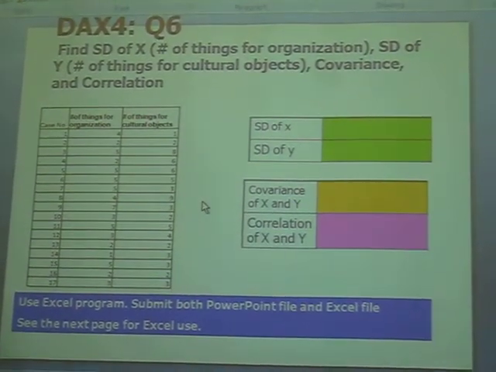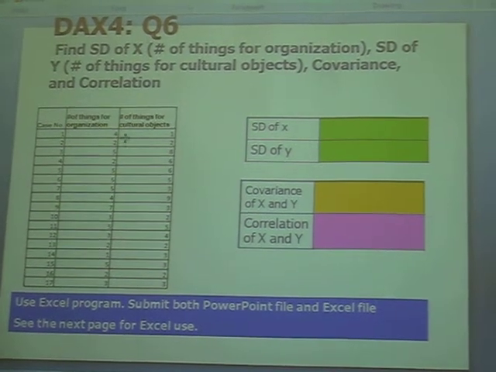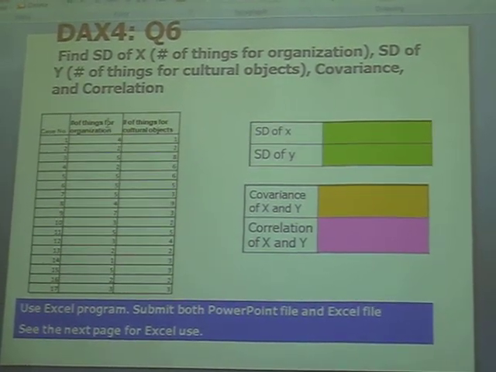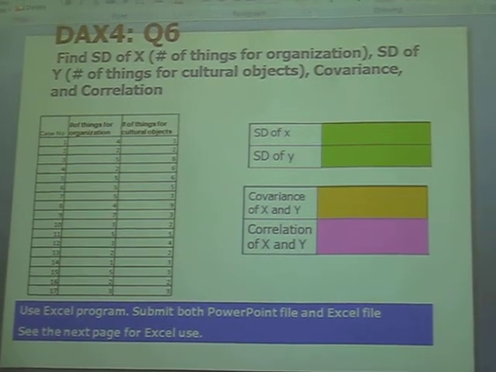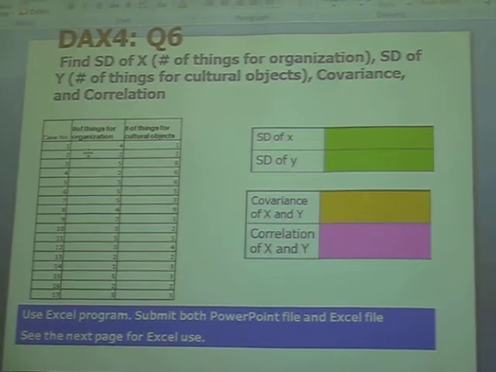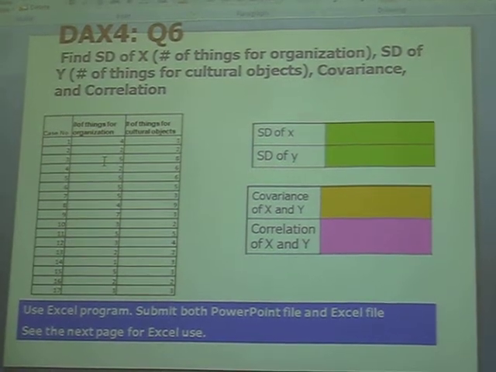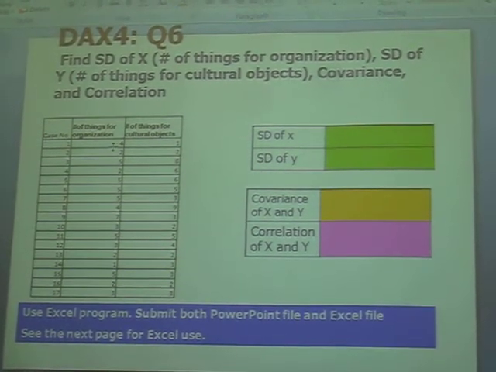Okay. Right. This is question 6. We need to find the correlation between the x variable and the y variable. Here are the x and y variables. If you have only 3 cases, well, you can do it by hand. But here we have too many. So what can we do?